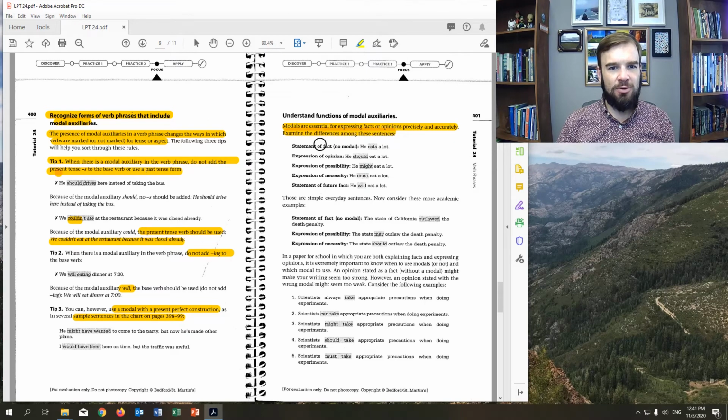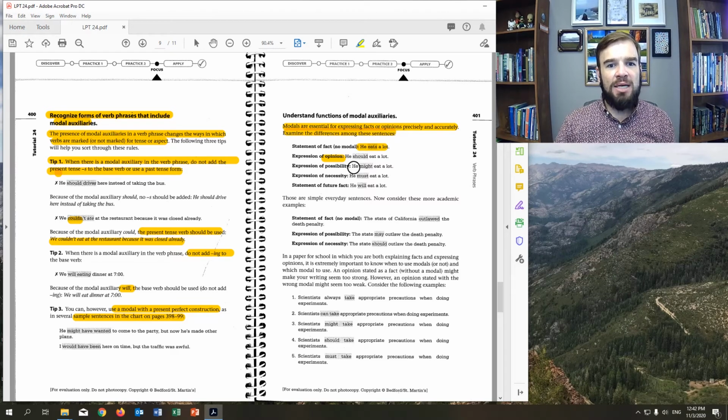Now, look at the differences. So, a statement of fact, no modal. He eats a lot. It's just a fact. And again, you're hearing one of my phones around me going off. I'm not going to stop. I'm going to keep going. So excuse the sound. Now, you can use modals to talk about opinions, right? He should eat a lot. In my opinion, that is something he should do. I think that is a good idea.